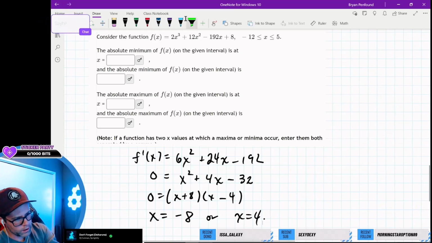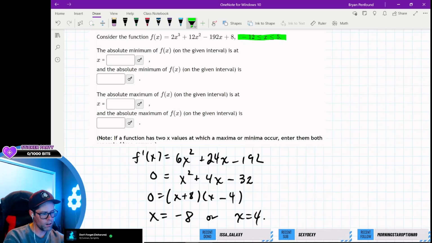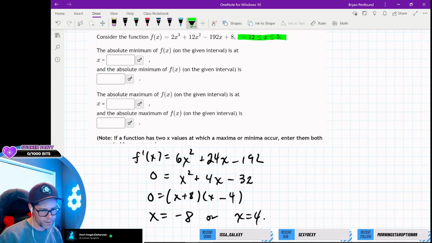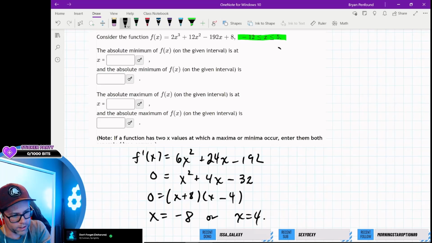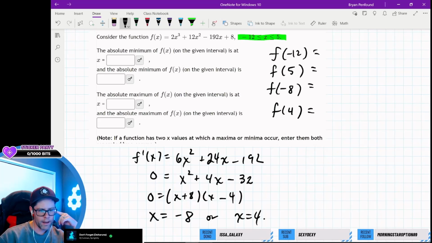So remember, our goal here is to think about all of the x values in between negative 12 and positive 5. So our critical numbers of negative 8 and 4 do fall in that interval, so that's good. We don't have to exclude anything. So now it's really just a matter of evaluating our function at some different points. So we can evaluate our function at negative 12. We can evaluate our function at positive 5. That's going to take care of the boundary values. Then we need to evaluate our function at the two critical numbers as well. And so doing that and analyzing what these y outputs are should allow us to finish off this question.